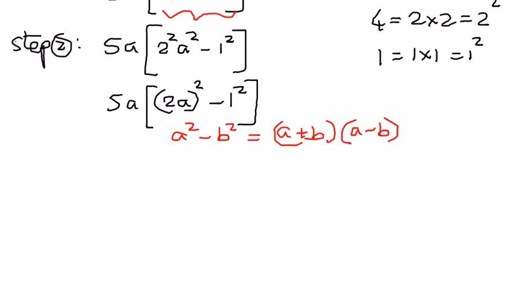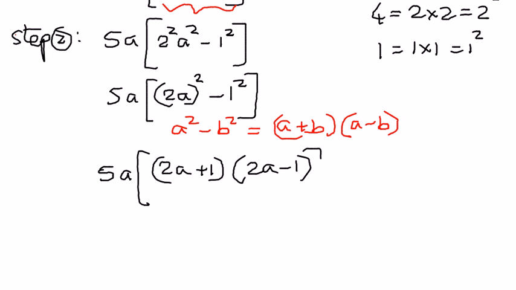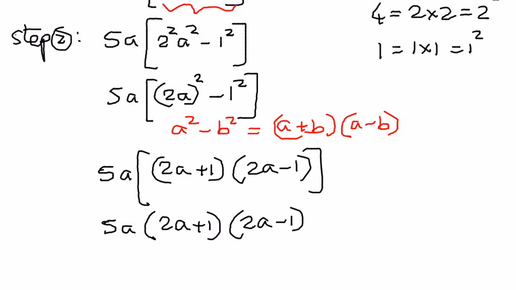And therefore, we can come in here and write this one as 5a times 2a plus 1 times 2a minus 1. Therefore, we can put all of this together and write it out as 5a times 2a plus 1 times 2a minus 1. This is the factored form of the given polynomial, which is 20a cubed minus 5a. This is the factored form of this polynomial, and therefore this is the way we want to be able to solve these types of problems.